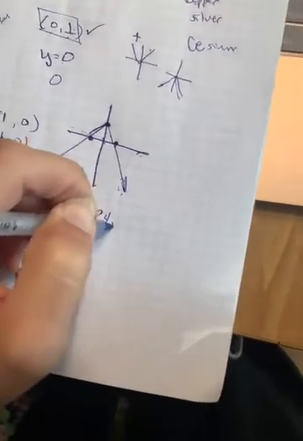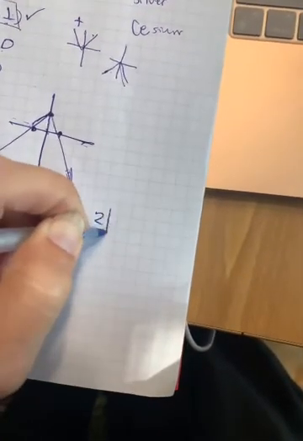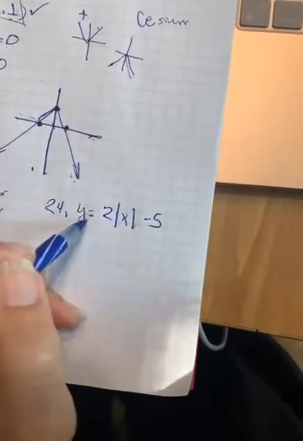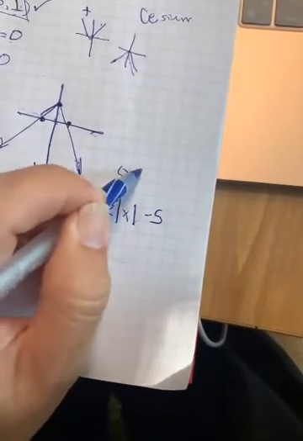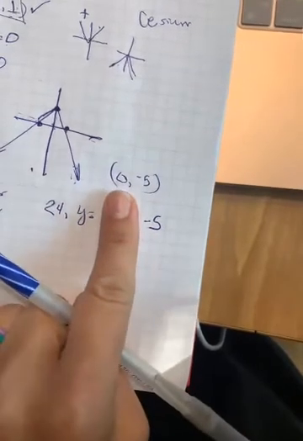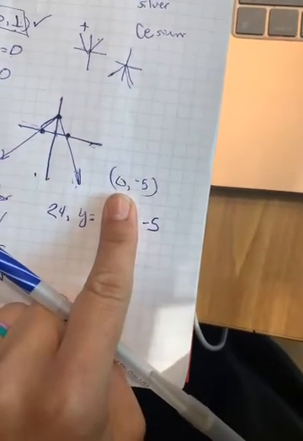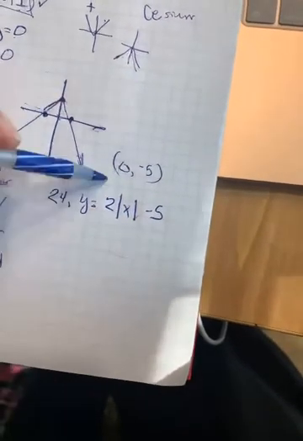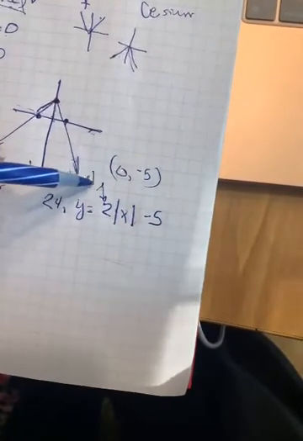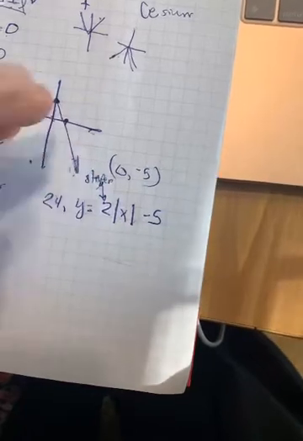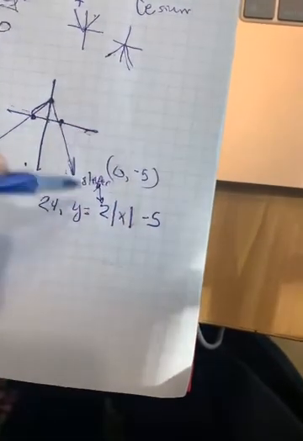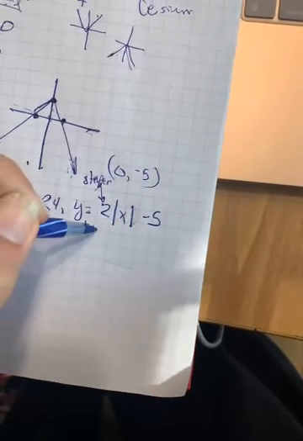Okay, so let's do 24. 24 says y equals 2 absolute value of x minus 5. So what do we know right away? We know that when x equals 0, y equals negative 5. So there is our y-intercept. We know that we've got a 2 here, so it's going to be a steeper slope than a regular one, which means it's going to be a skinnier graph. We know it's positive, so it's going to face up.